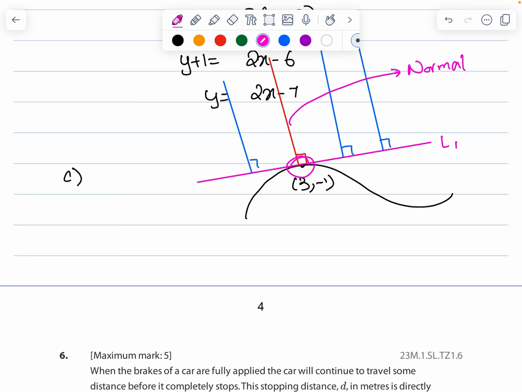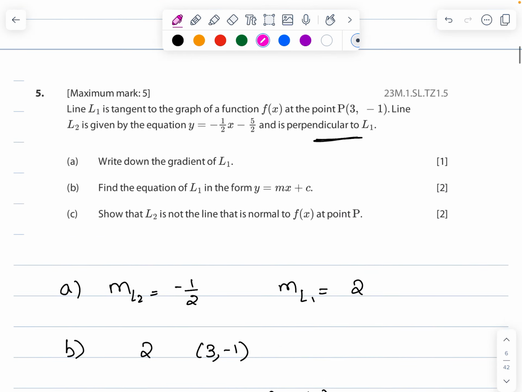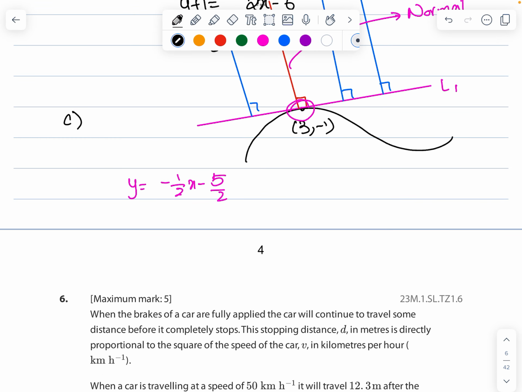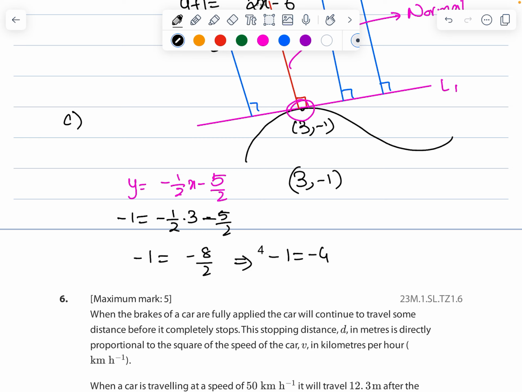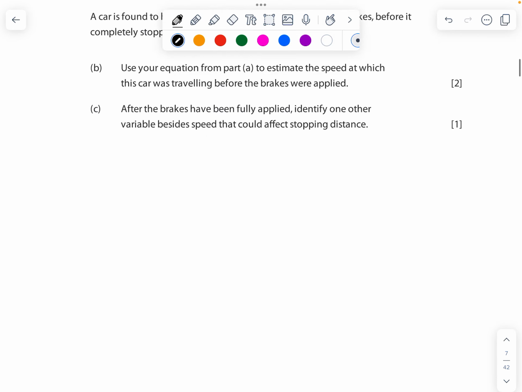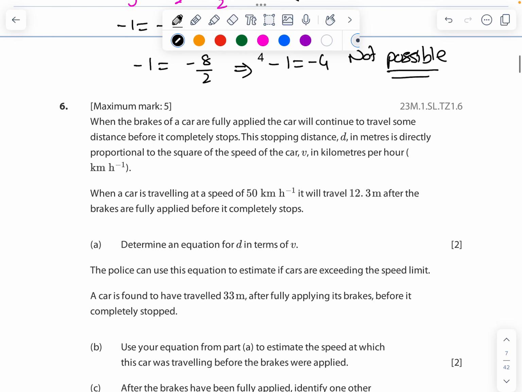So what was the equation of L2 he has given? y equals negative 1 upon 2 x minus 5 upon 2. So plug in (3, negative 1). Negative 1 equals negative 1 upon 2 times 3, minus 5 upon 2. So negative 1 equals negative 8 upon 2, which implies negative 1 equals negative 4, which is not possible. So therefore, it is not a normal. It is only a perpendicular line. That is question number 5.